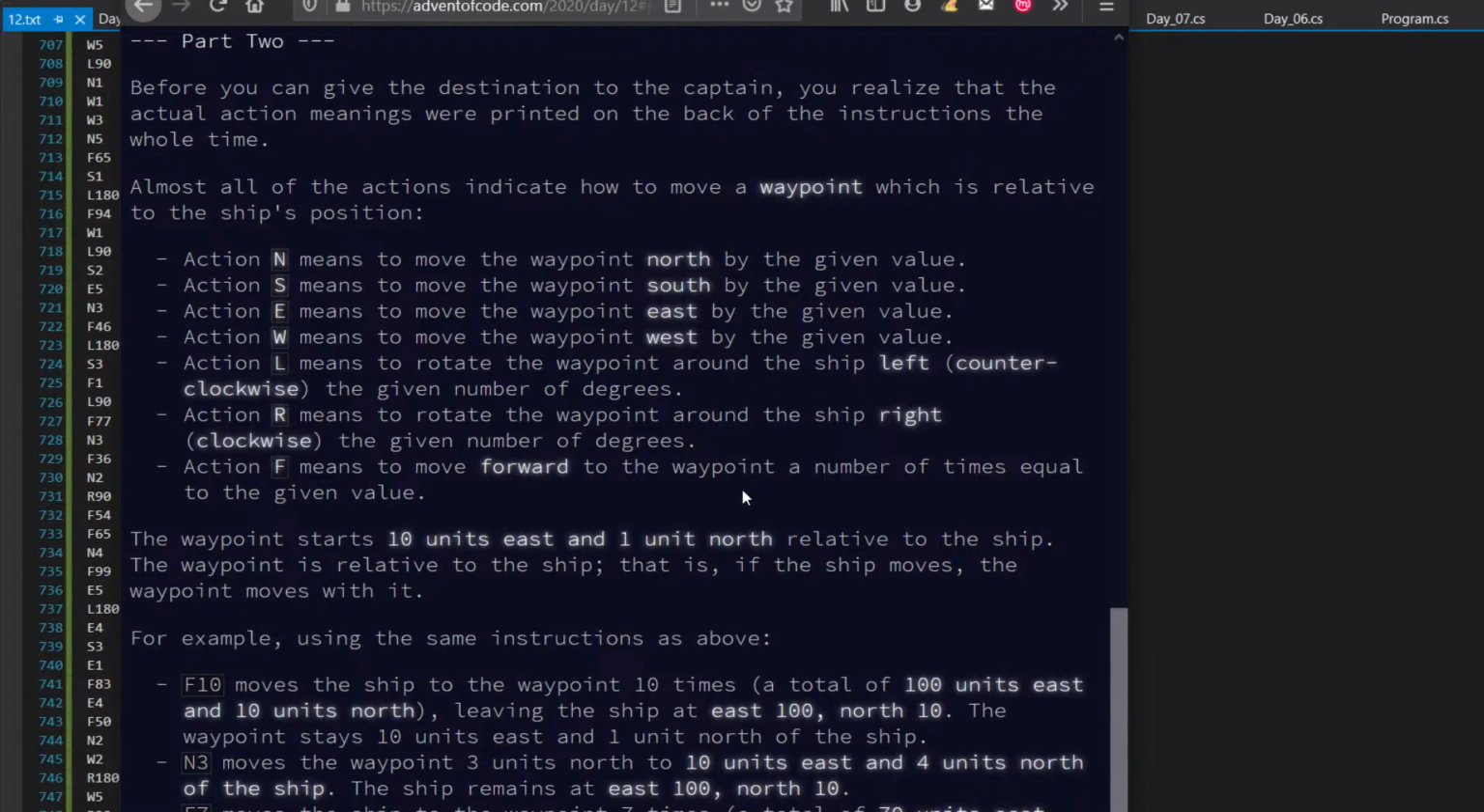Before you can get the destination, the captain realized that actual action meanings were printed on the back of the instructions. Action N means move the waypoint north by the given value. Almost all of the actions indicate how to move a waypoint, which is relative to the ship's position. Okay, so we need to track a waypoint. L means rotate the waypoint around the ship. Ooh. Around the ship. As in, like a loop.